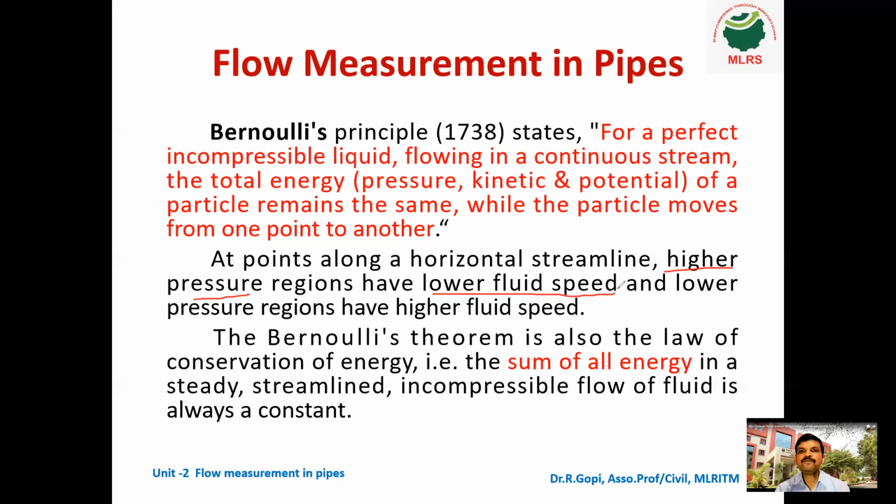Okay, so the same fluid travels in the smaller diameter pipe, that means the 5 centimeter diameter pipe. Okay, now what happened? Automatically the velocity increases. So we already know if diameter decreases, velocity increases. Okay, so due to this increasing velocity, the pressure will be low. So the lower pressure regions have higher fluid speed. Here I mentioned speed, but I am talking about velocity.